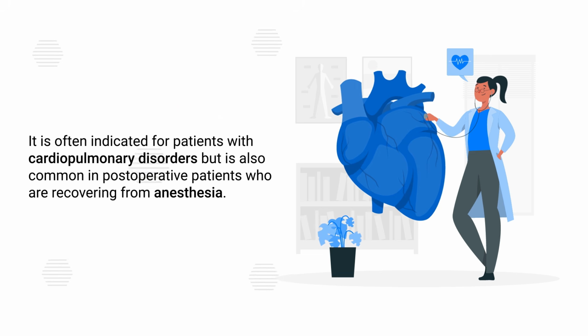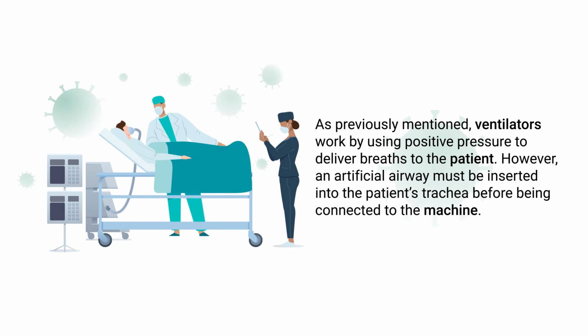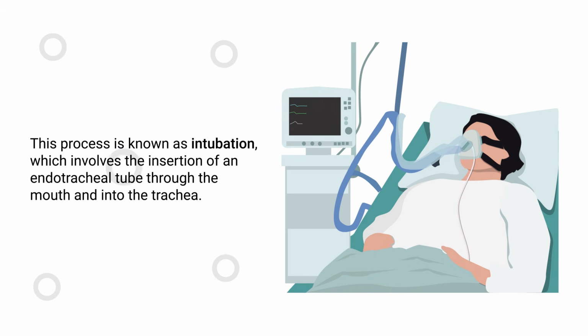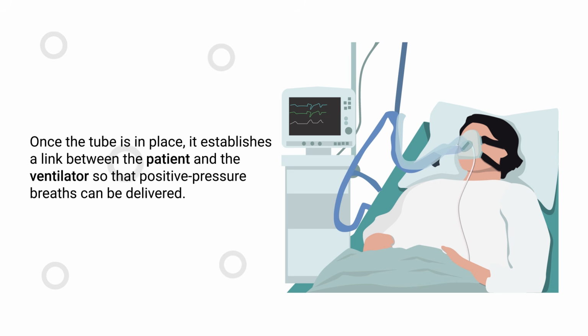As previously mentioned, ventilators work by using positive pressure to deliver breaths to the patient. However, an artificial airway must be inserted into the patient's trachea before being connected to the machine. This process is known as intubation, which involves the insertion of an endotracheal tube through the mouth and into the trachea. Once the tube is in place, it establishes a link between the patient and the ventilator so that positive pressure breaths can be delivered.